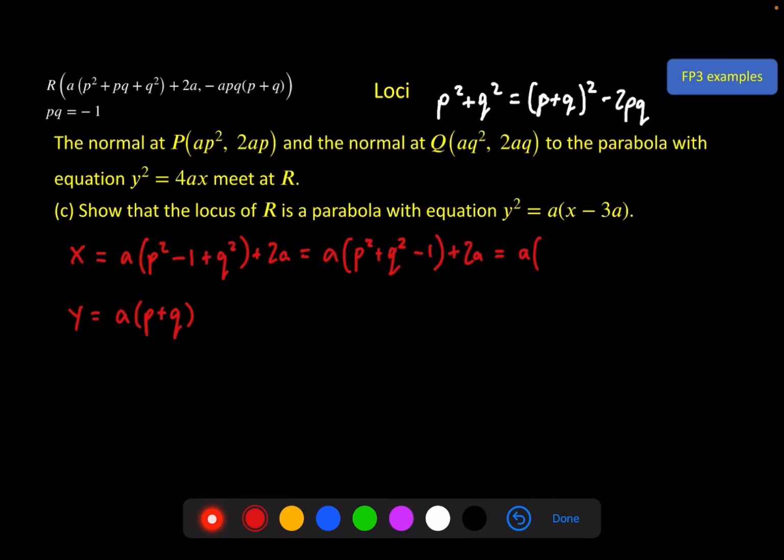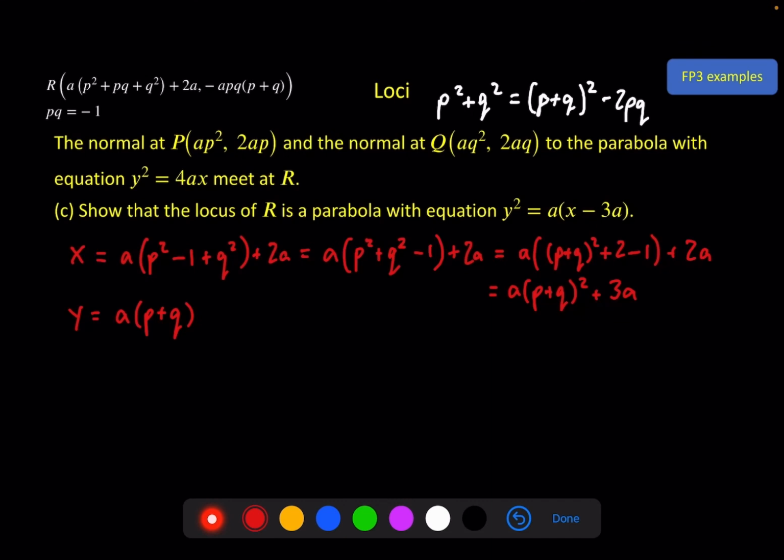So I'm going to change that p squared plus q squared into a p plus q squared minus 2pq. But we still know that pq is minus 1, so actually let me change that into a plus 2, and then we have a minus 1 still from the coordinate plus 2a. So if I combine those two numbers and expand out the bracket, we have a p plus q squared plus a plus another 2a, that gives us 3a.